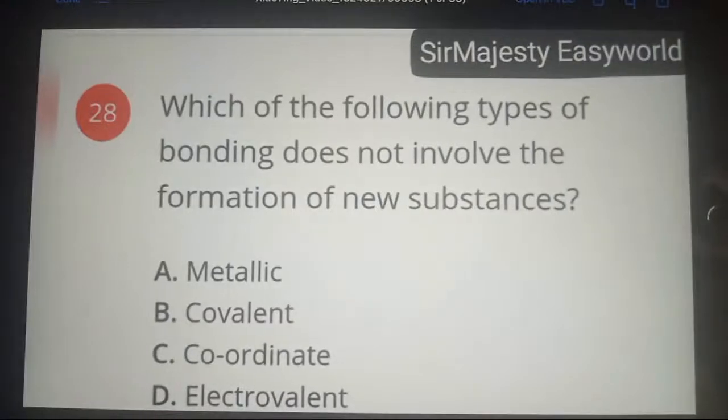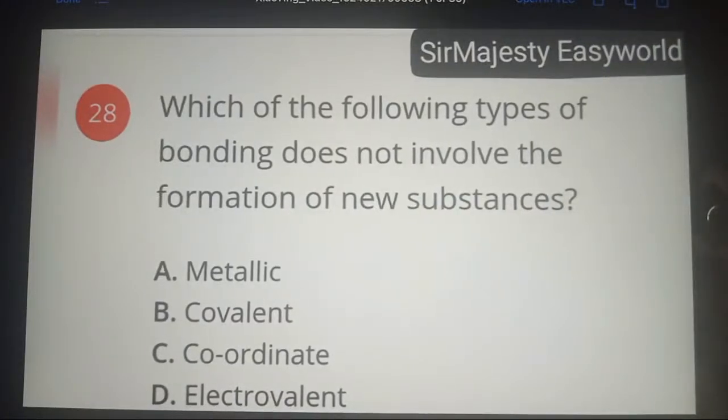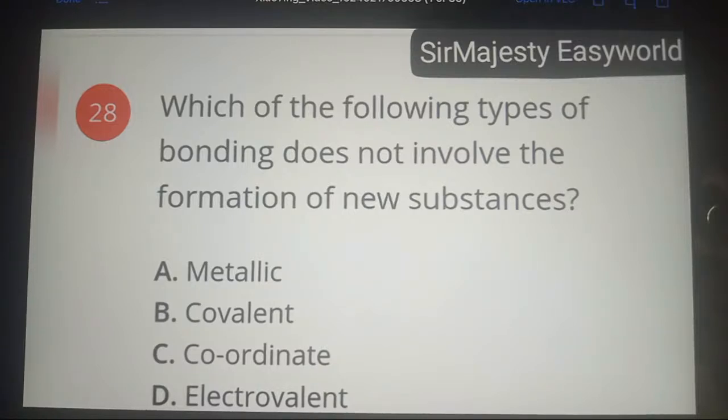Number 20: which of the following types of bonding does not involve the formation of new substances? Metallic bonding doesn't form any new substance because it's actually an attraction created by valency electrons, the valency electrons being attracted by the nucleus. So it doesn't form any new substance. Covalent forms, coordinate forms, electrovalent forms. So A is just the force of attraction between the metals.